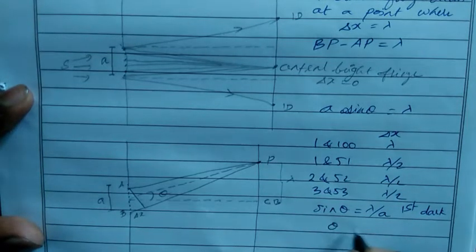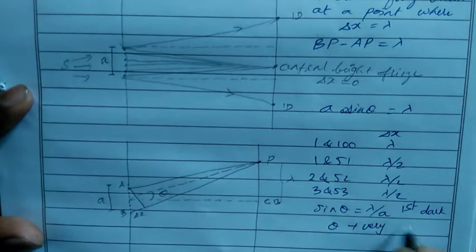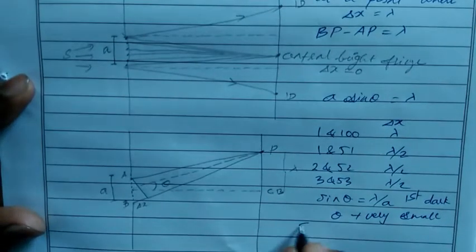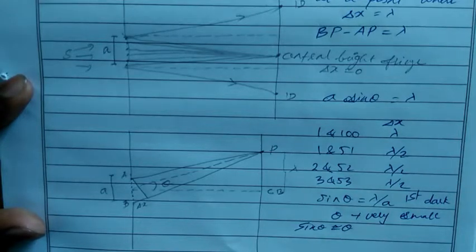Then as we know, theta is very small. If theta is very small, then we take sine theta as theta. Then we can write theta equal to lambda by a. So this is for the first dark.